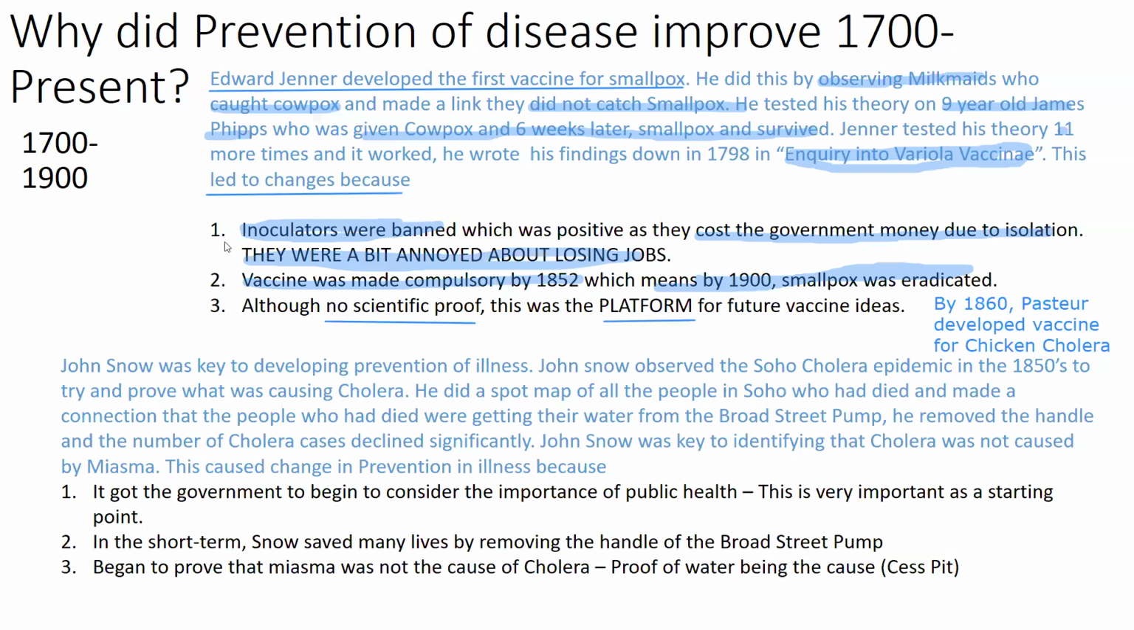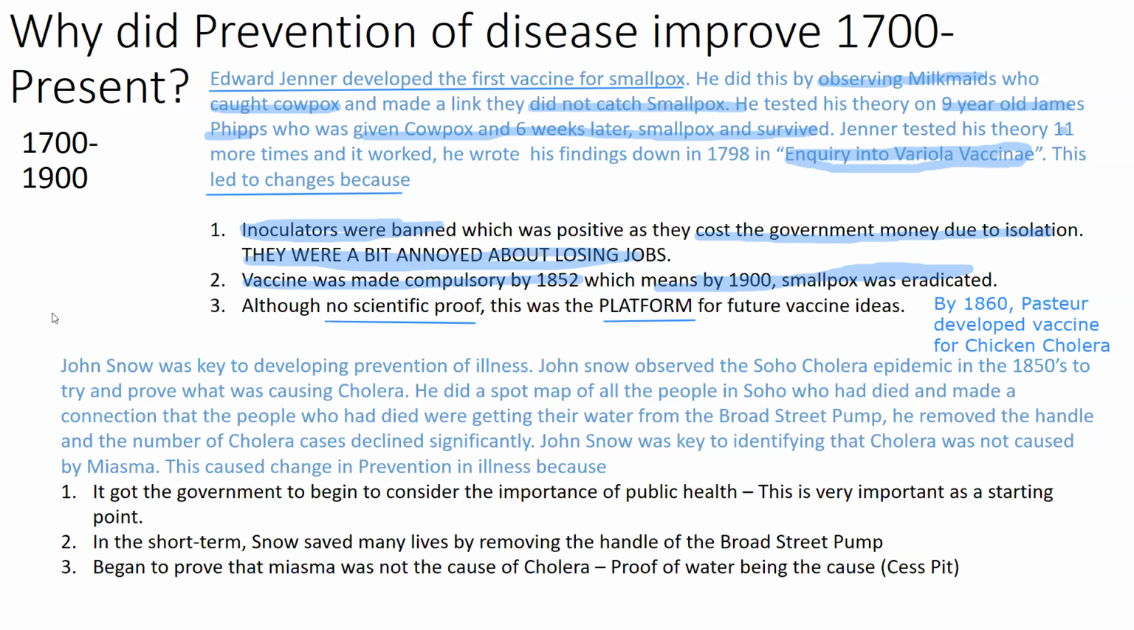Right, now the second person you must understand is Jon Snow. Remember, the concept is why did they help prevent illness? Jon Snow is a bit trickier to justify. With Edward Jenner, there are very clear reasons. So remember, you don't need to speak about them all. I'm going to give you four for the 1700 to 1900, and then a couple for the 1900 to present. You just need to speak about three of them.